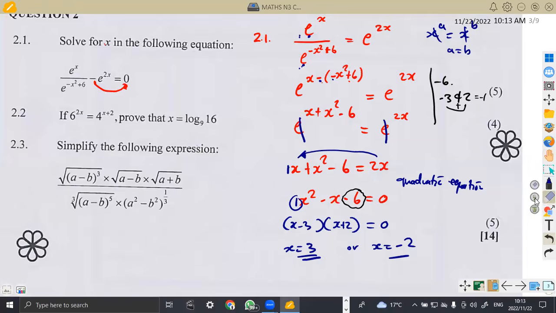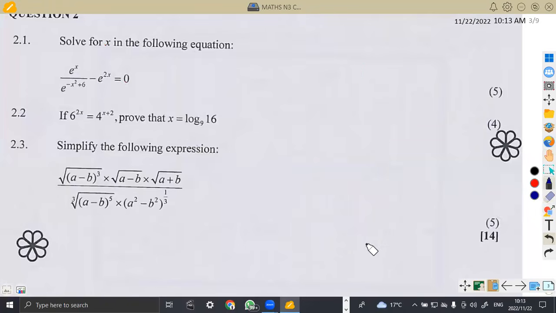Let's see the other part, which is 2.2. If 6 to the exponent of 2x is equal to 4 to the exponent of x plus 2, prove that x is equal to log 16 base 9. This was one of the hardest questions. But I just hope we understood what was happening here. Okay, we all know that once we are given this, we can't make 6 and 4 to be the same base. We're supposed to introduce logarithms.